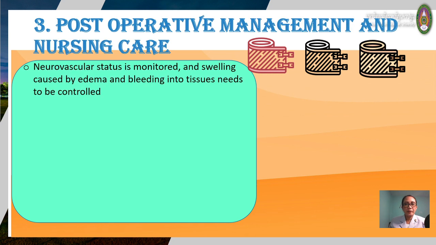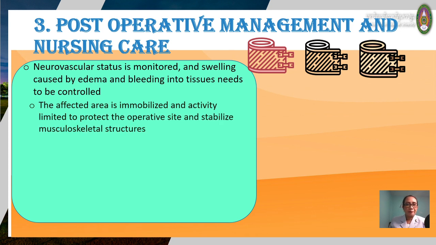For the post-operative management and nursing care, neurovascular status is monitored. So not only the neurology system, but also the circulation of the tissue. Swelling caused by edema and bleeding into tissues needs to be controlled because it will develop into another complication, another problem in the long run.